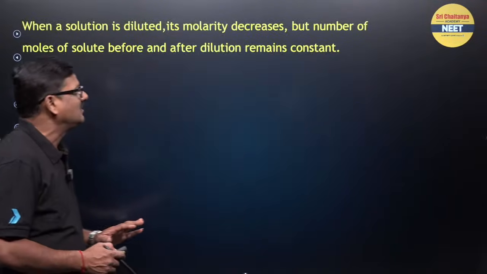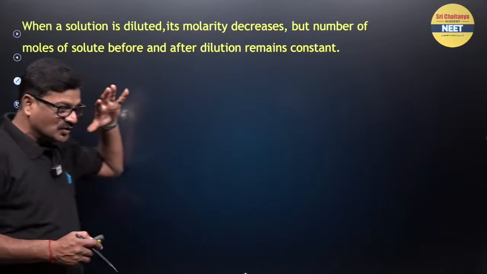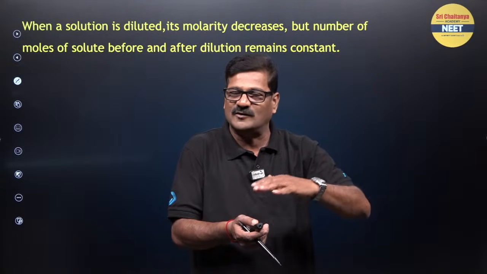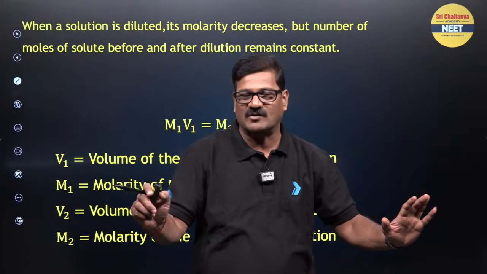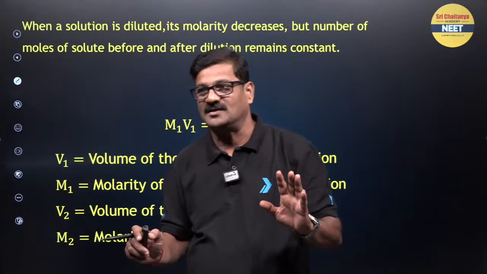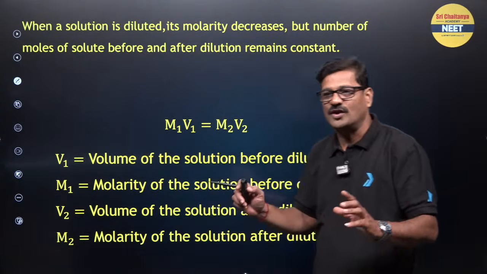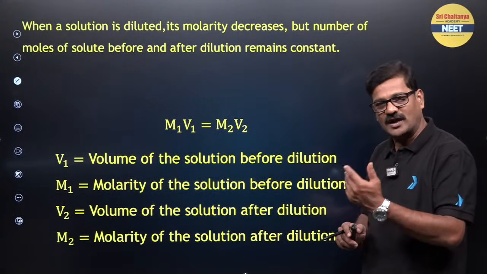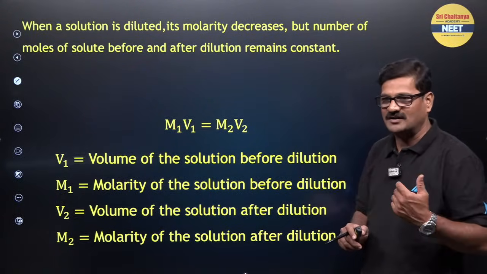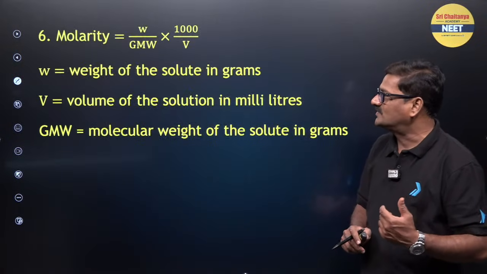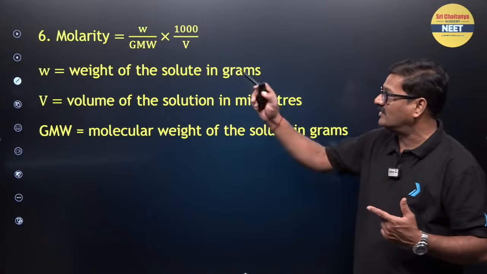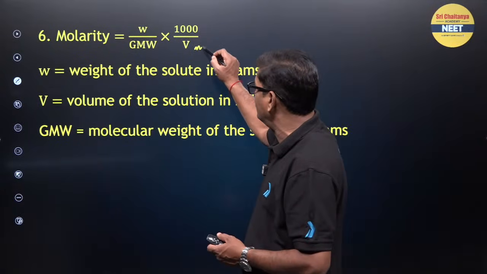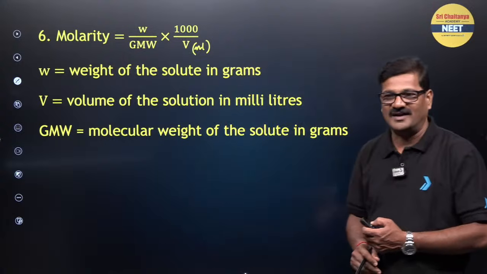Let's see here, the number of moles of solute present in V liters of solution is MV, as I mentioned. And when a solution is diluted, the volume of the solution may increase or decrease, but the number of moles is going to be constant. So MV is constant. On dilution, M1V1 is equal to M2V2, with M1V1 before dilution and M2V2 after dilution, right? And also molarity is weight by gram molecular weight into 1000 by V expressed in milliliters. That's very, very important, right?